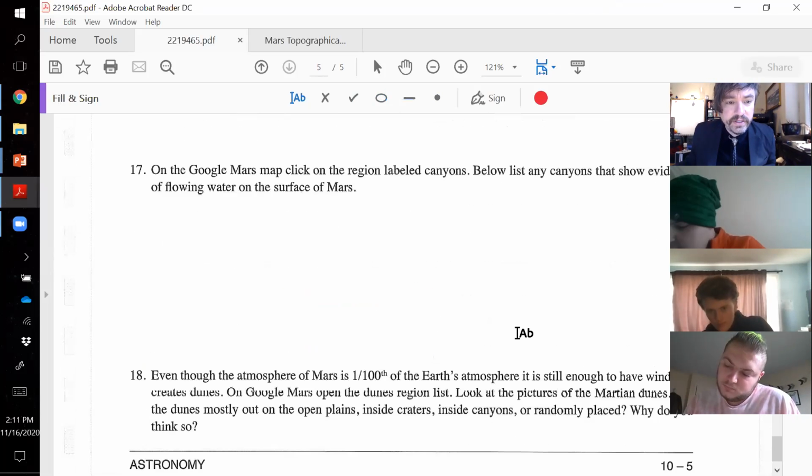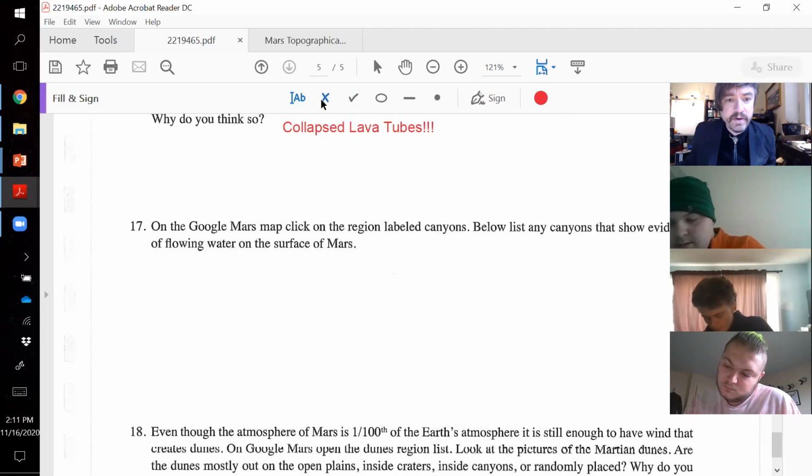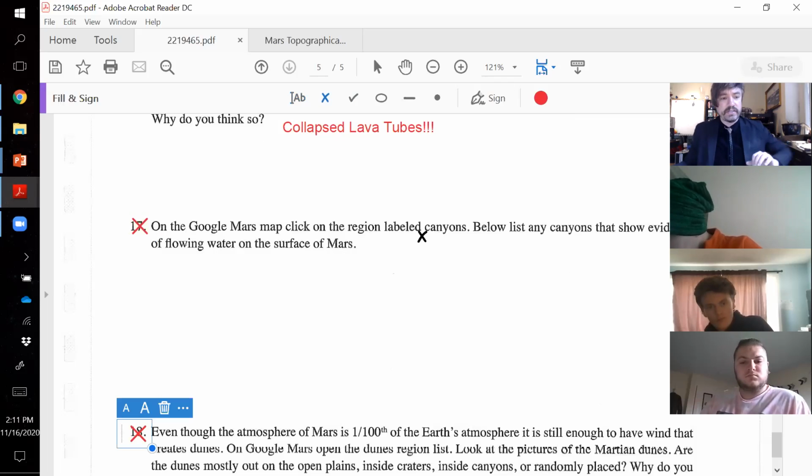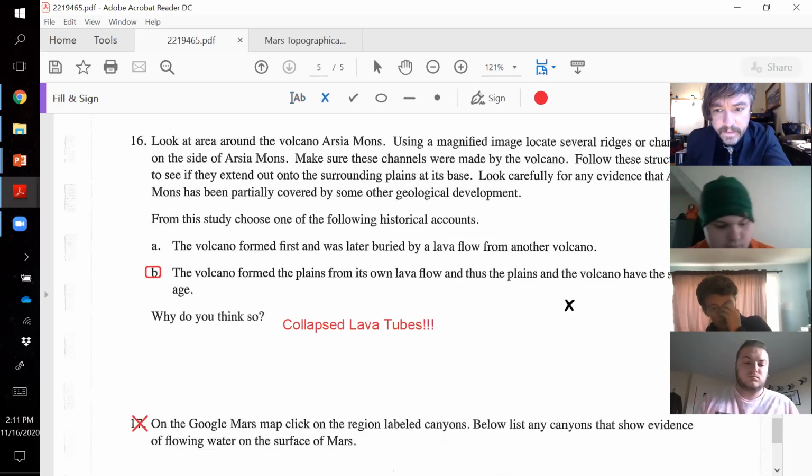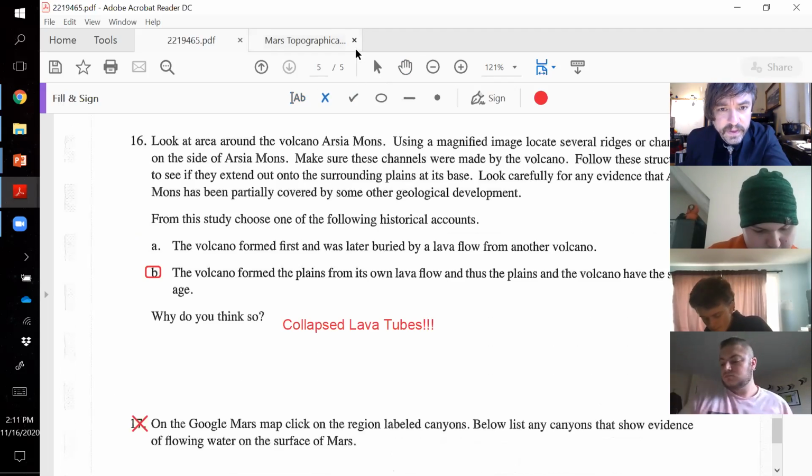Okay, guys, I'm going to nix 17 and 18, just because I think we've done our share here today to explore the surface of Mars. So thank you for playing Mars topography with me.